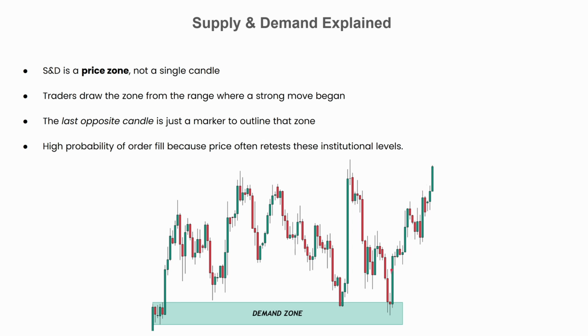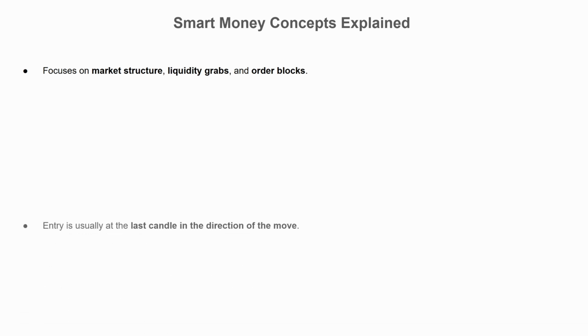You don't see this price getting somewhere here and then starting to come down here, because this level is where the big boys have entered their positions. They must engineer liquidity because they need liquidity for their orders to get filled. Okay, smart money concept will focus on market structure, liquidity grabs, and order blocks.